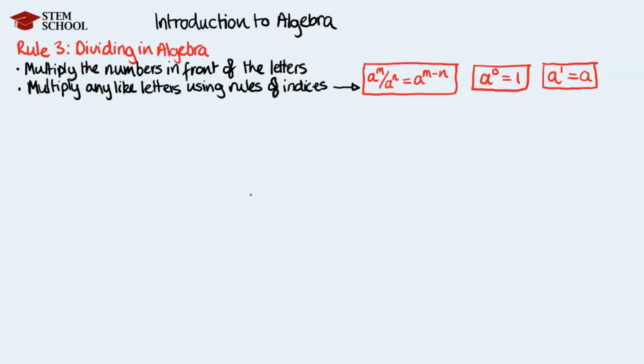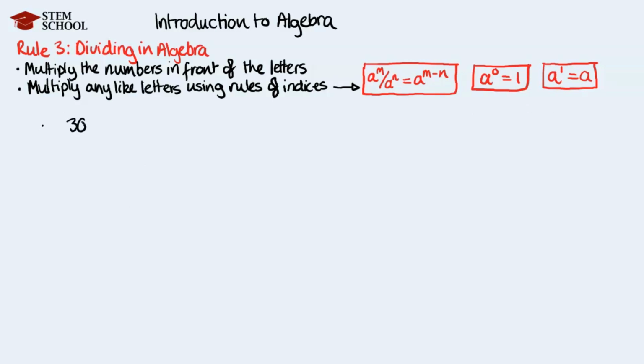This time we're going to move on to dividing in algebra. This is very similar to the previous rule. What we need to do is deal with the numbers in front of the letters, and then you deal with any like letters using the rules of indices. For this rule, when you're dividing like letters, so we've got two a's here you're dividing, all you do is take away the powers. Then I've also written the same rules as I did before for reference. So we'll do a couple of examples.